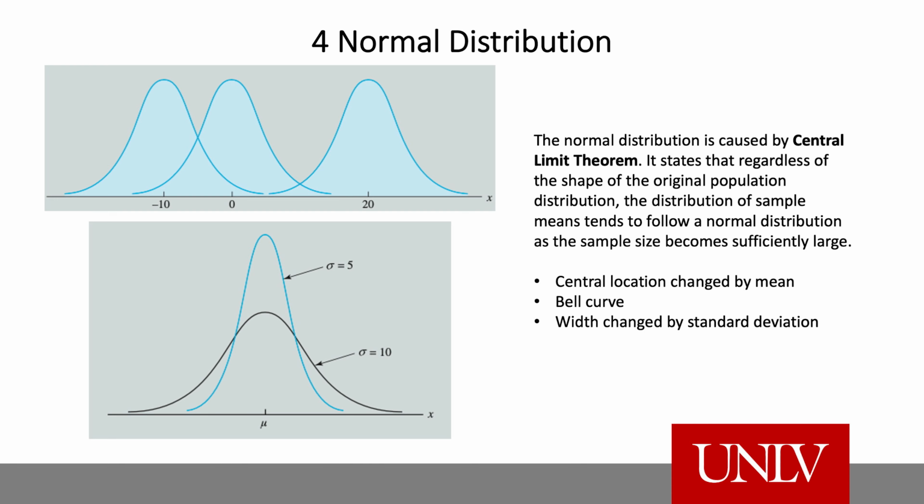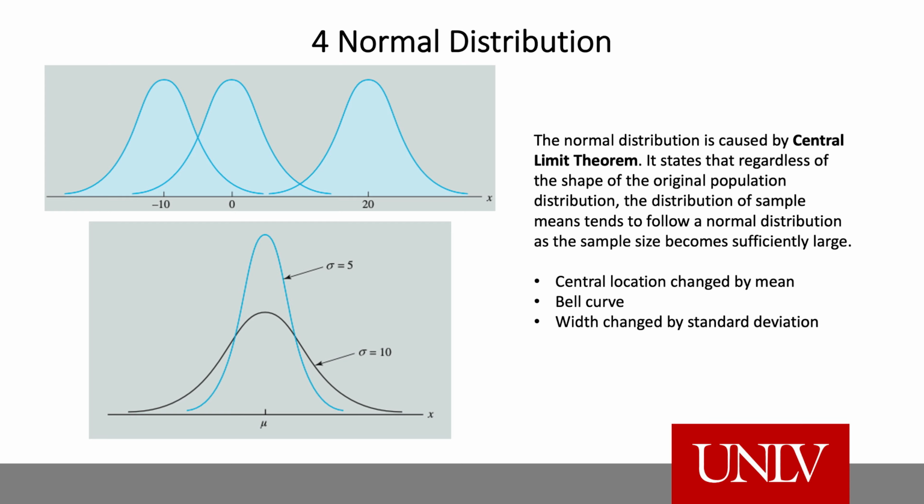Negative, 0, or positive. For example, three normal distributions with the same standard deviation may differ only in their means, such as mu is negative 10, 0, and 20. In this case, the curves have identical shapes, but are centered at different locations along the horizontal axis. The shape of the normal distribution looks like a bell. That is why it is often called a bell curve.